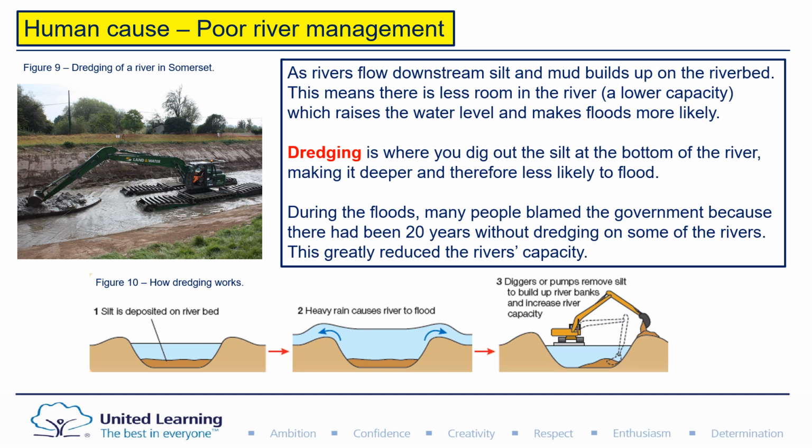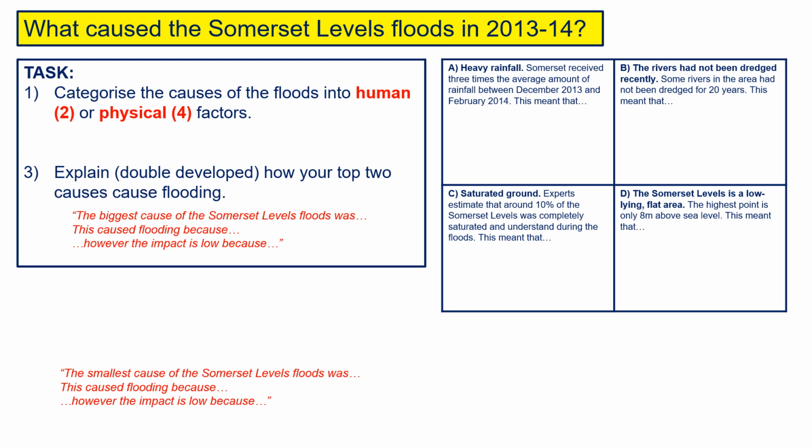Right, so what we need to do now is just to write down the 4 causes of flooding, A, B, C and D. We need to label them as either human or physical. There's 1 human and 3 physical. And I want you to explain how they lead to flooding. If you're not sure how to do this, please rewind the video and double check any explanations that I went through. Brilliant.